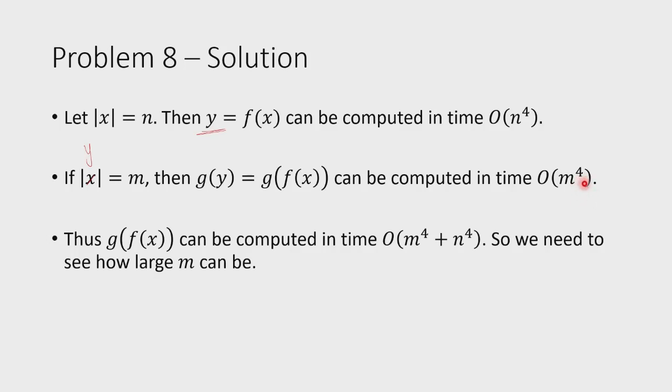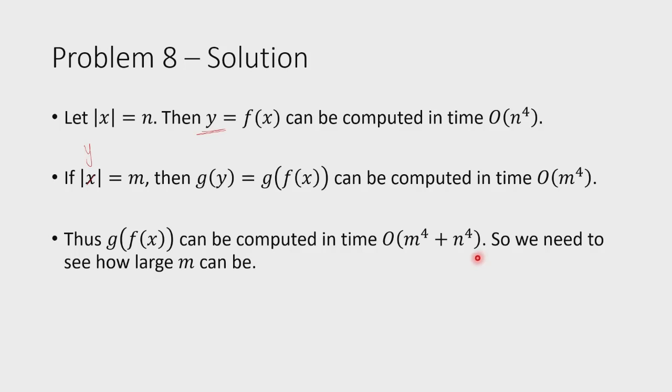So what is the total computation time of g of f of x? First you compute y and then you compute g of y. g of y is your answer, right? So the time required to compute y is order n to the 4, and the time required to compute g of y is order m to the 4. So the total time is order m to the 4 plus n to the 4. Is this okay?